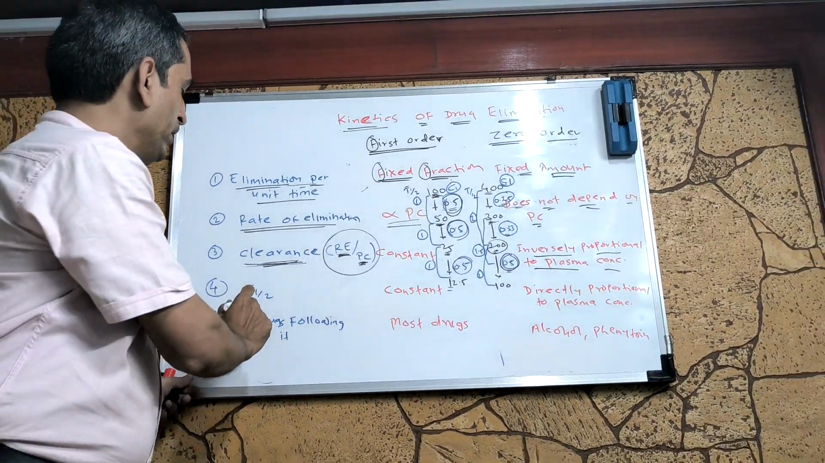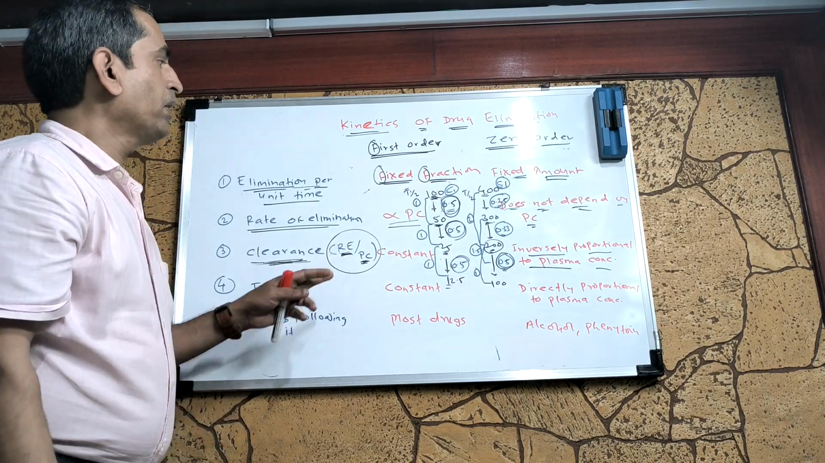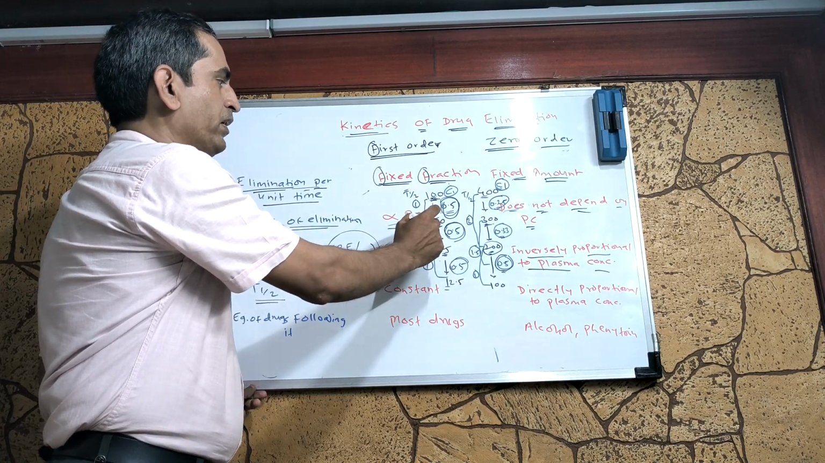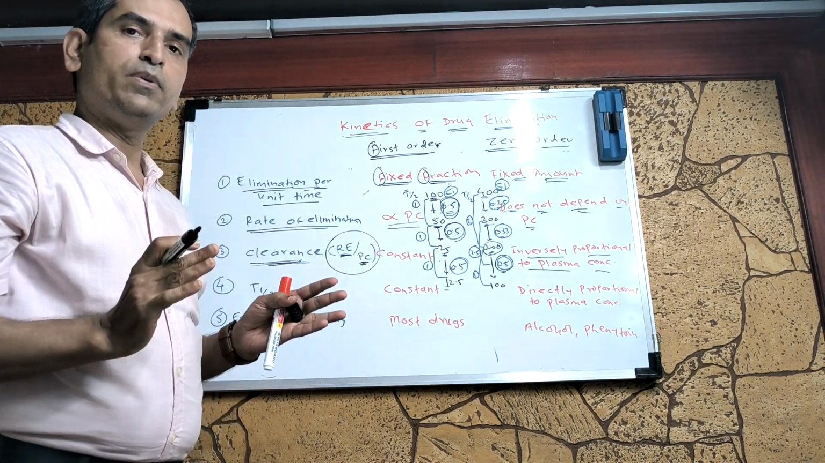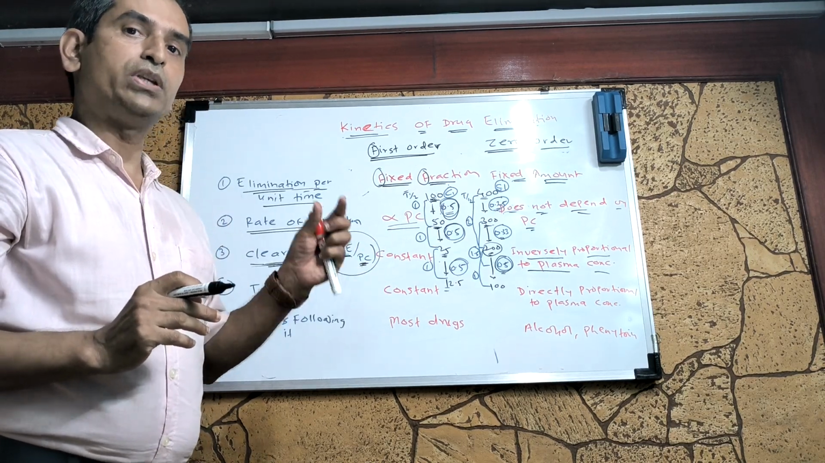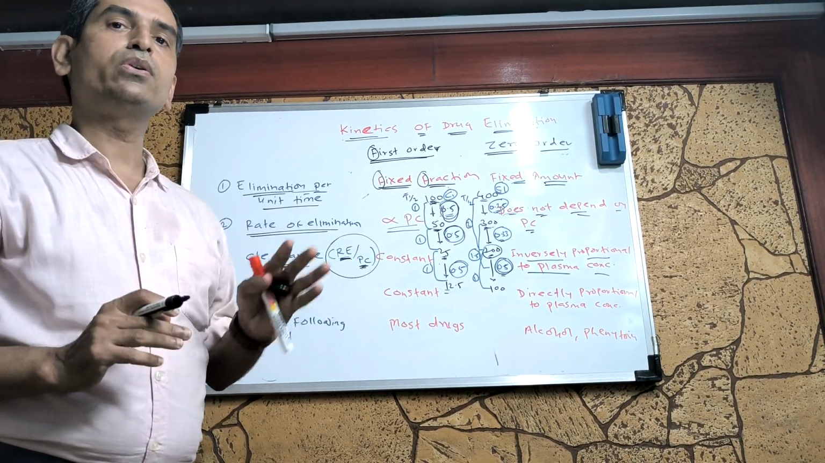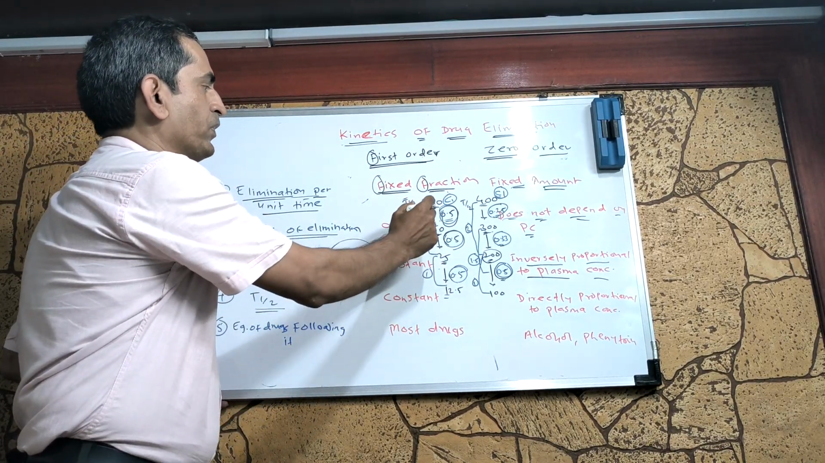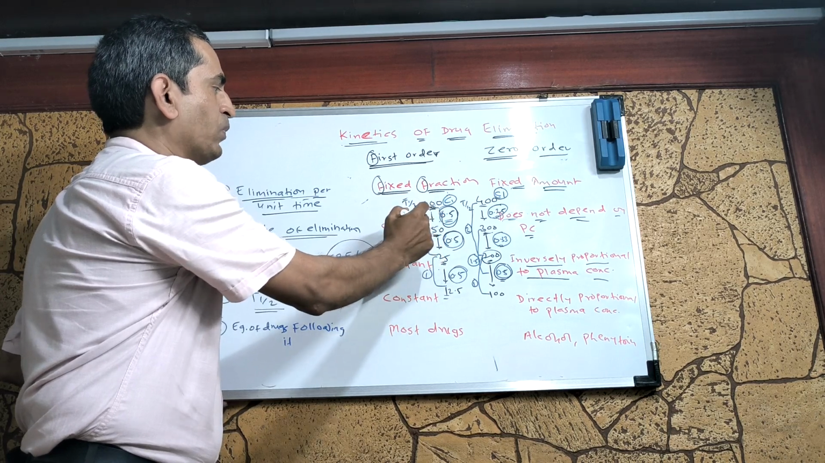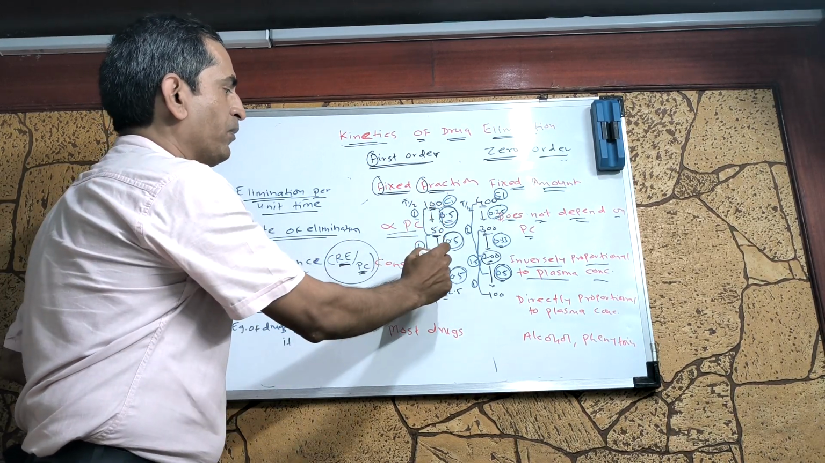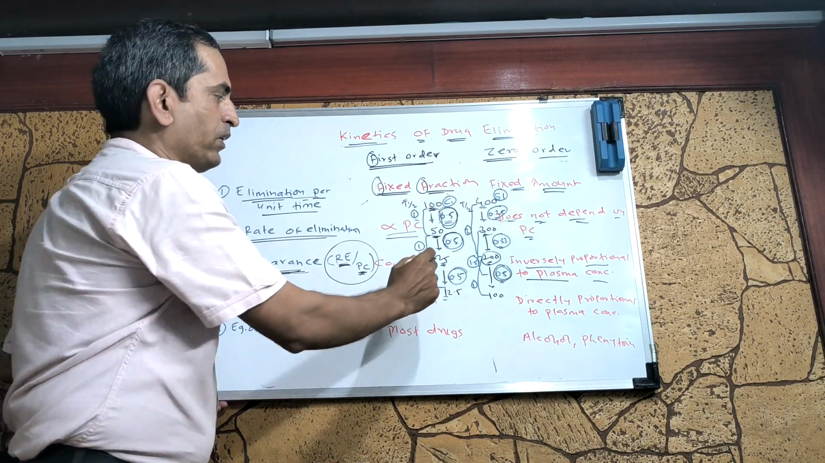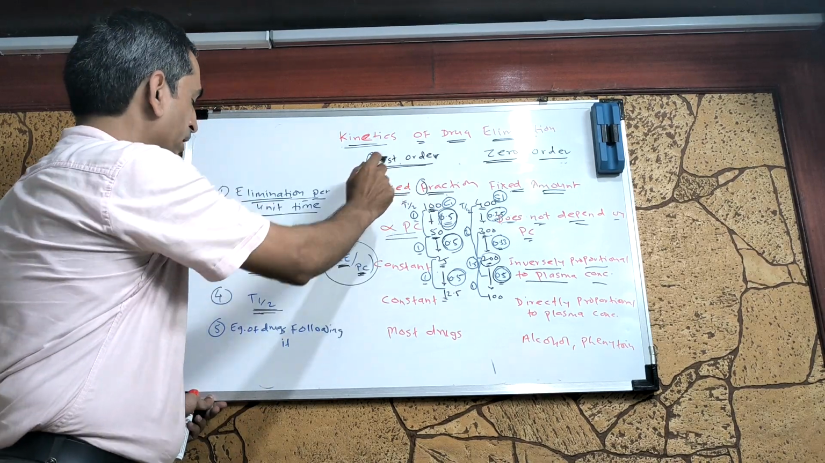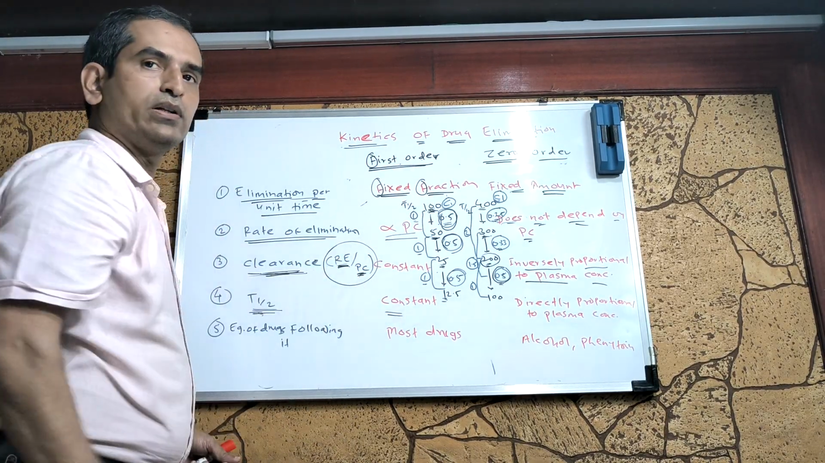The last point is about the half-life. Now look at the half-lives on this side. 100 has become 50, that half-life is 1. Half-life means the amount of time taken by the drug to reduce the concentration to 50% of its original value. If you look at the half-lives here, 100 has become 50 in 1 unit time, that is 1 hour suppose. 50 has become 25 again in 1 hour. 25 has become 12.5 again in 1 hour. That means again in the first order kinetics, half-life remains constant.